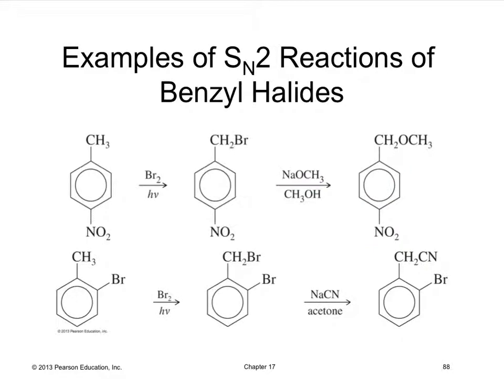Examples of SN2 reactions of benzyl halides. So you can brominate, right, to generate the benzyl halide. And then you can have SN2 reactions in which your electrons, this is your alkoxy group, and then bromine gets kicked off again. You can have a cyano group on the, and then kicking off electrons from the bromine.